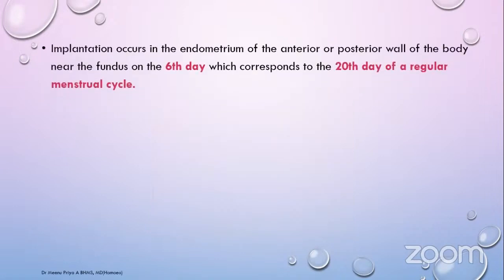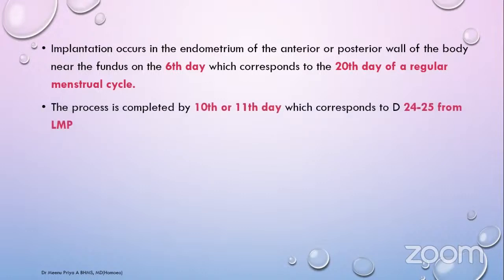Implantation occurs in the endometrium of the anterior and/or posterior wall of the body near the fundus on the 6th day. So the site is important, which day is important, and which day it corresponds to in the regular menstrual cycle or the LMP. That is important. It corresponds to the 20th day of the regular menstrual cycle. So on the 6th day implantation occurs. After the 4th to 5th day, the morula goes into the blastocyst, and then on the 6th day implantation occurs. The process takes around 4 days to complete, that is the 10th or 11th day, which corresponds to day 24 to 25 from LMP.